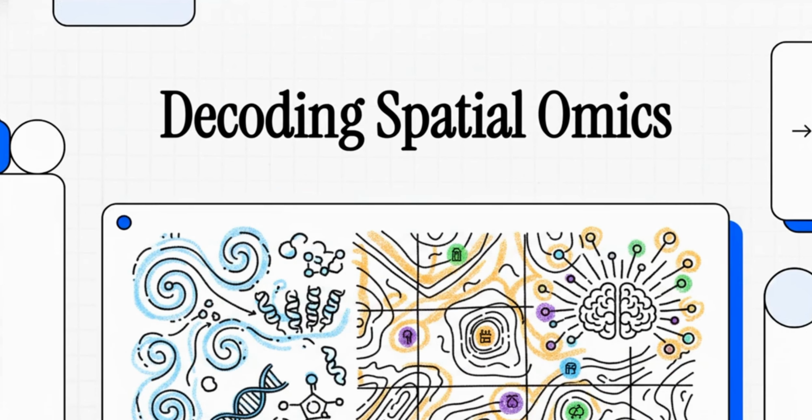Welcome to this explainer. Okay, let's dive into this. Today, we are unpacking the completely incredible field of spatial multimodal omics. We're going to explore how scientists are taking cutting-edge data capture and combining it with advanced artificial intelligence to build that highly detailed molecular Google Maps of human tissue.